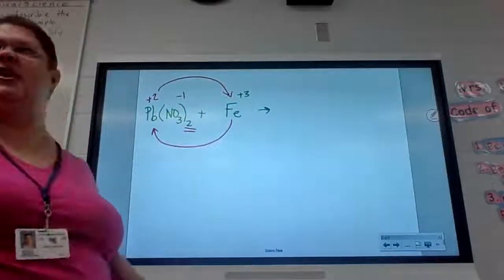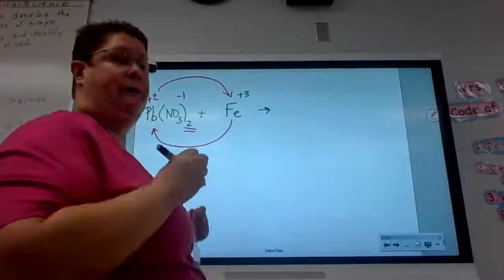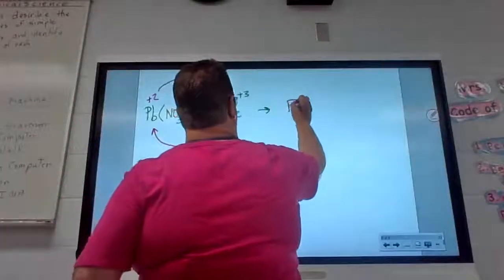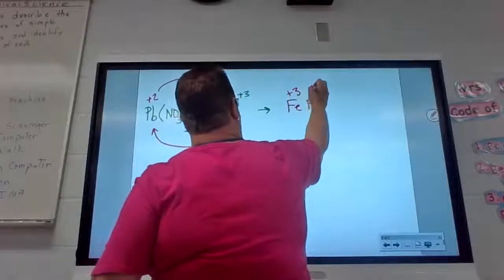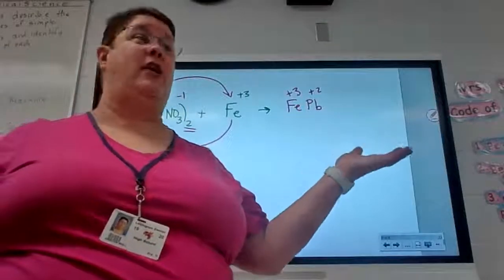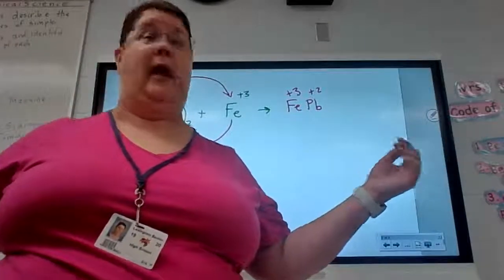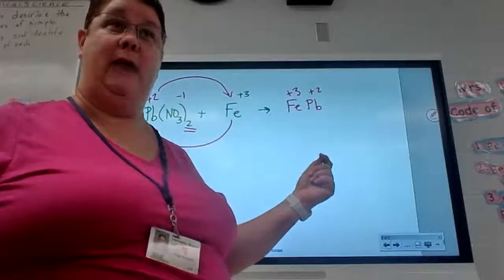Now, let me show you something. Let's say you did this wrong. Tonight on your homework, you do it wrong. Don't write it down. And you write Fe, Pb. Can we have a +3 and a +2 together? No, it has to be a negative. It's got to be a positive with a negative. That's how you know you did it wrong. Okay? Can't put a positive and a negative together. Everybody with me on that?